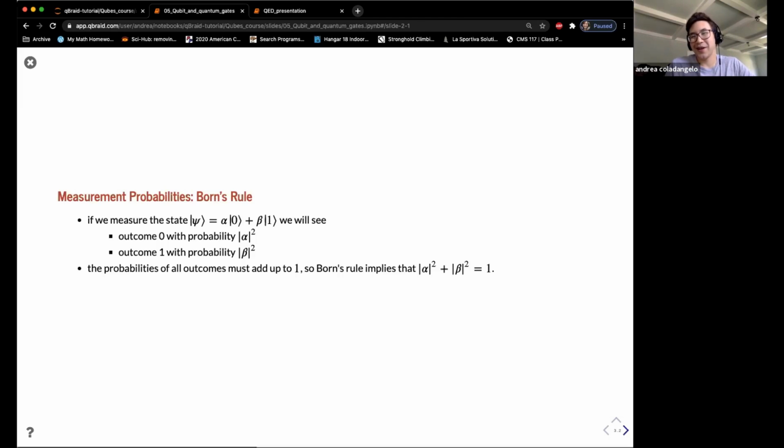Now we all know that the probabilities of all the outcomes, in this case there are only 2, 0 or 1, must add up to 1. So what Born's rule implies is that these two quantities, the modulus of alpha squared and the modulus of beta squared, have to sum to 1. This is the only additional condition that we add to a state of a qubit, alpha 0 plus beta 1, with the constraint that modulus of alpha squared plus modulus of beta squared is equal to 1.